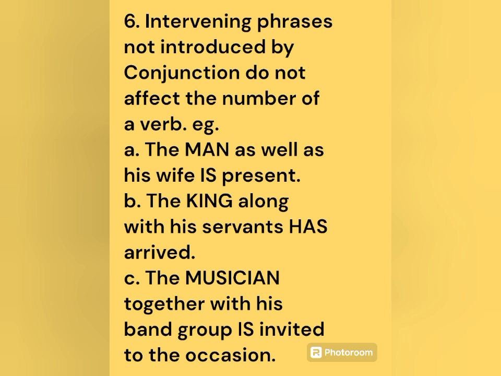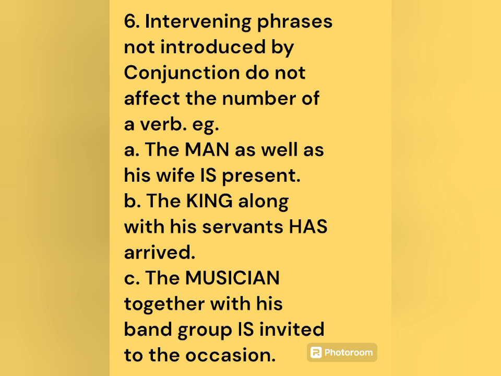The man as well as his wife is present. Here, we don't regard his wife. So the verb is determined by the subject, the man. That is why it goes with a singular verb is. The king, along with his servants, has arrived. So the king here determines the verb. That is why it goes with the singular verb has. The third sentence says, the musician, together with his band group, is invited to the occasion. So here, musician determines the verb. That is why it goes with is.